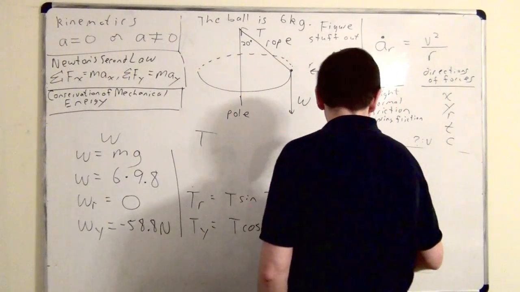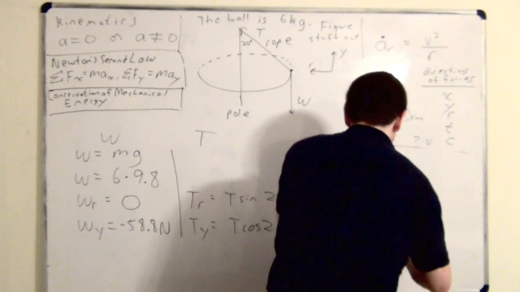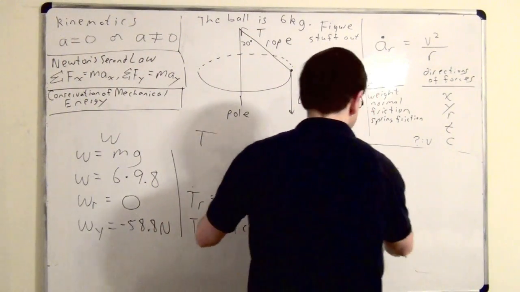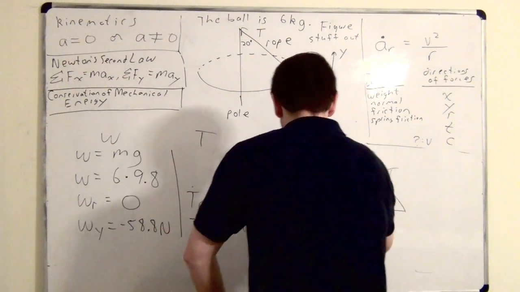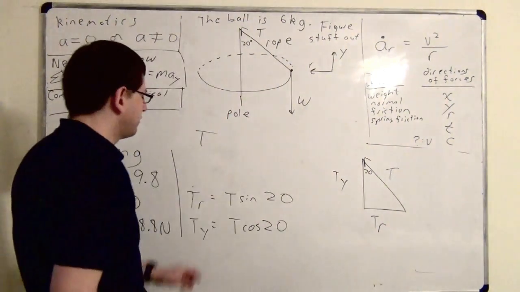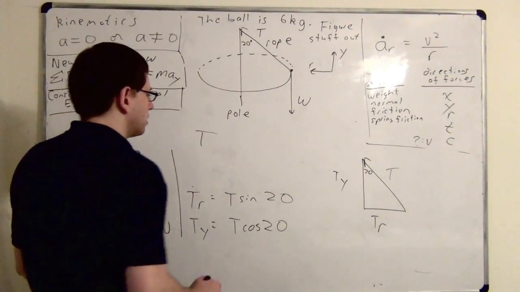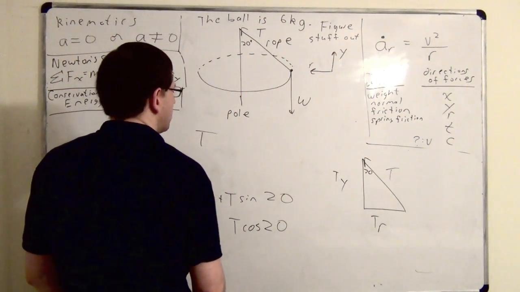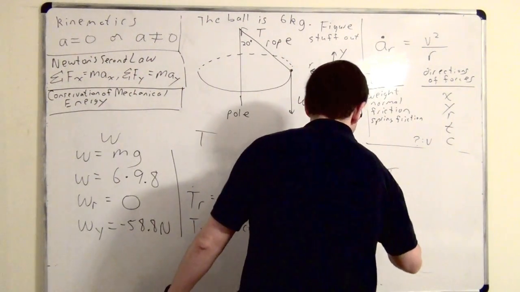So T y, T x. Good. T R would be better down here. So T R really is using the sine. That's right, because it's opposite to the 20, and T y really is adjacent to the 20. Good, but we should have done the signs first, which is positive or negative. T R is positive. T y is also positive, because these directions are up and to the left.